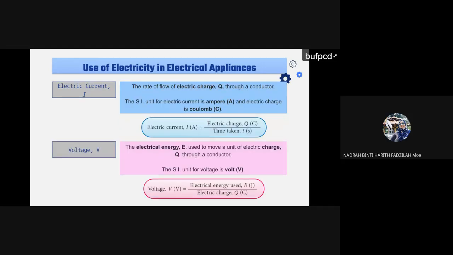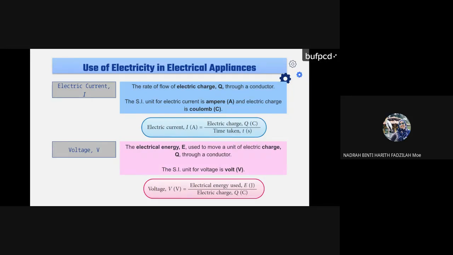Okay, for electrical current, the symbol is I. It is the rate of flow of electric charge Q through a conductor. And then the SI unit is ampere, while the SI unit for electrical charge is coulomb. And the last one is voltage, the electrical energy used to move a unit of electrical charge through a conductor. The SI unit is volt.